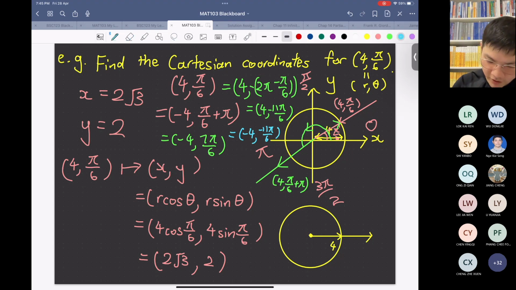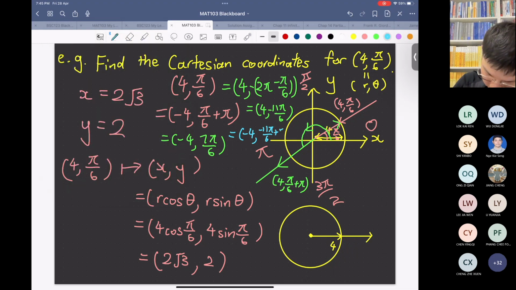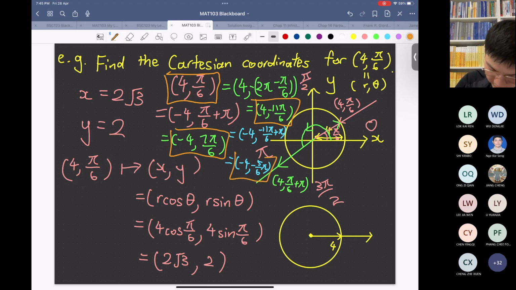So there should be 4 equivalent ways to write the polar coordinate point. Let me label them. Wait, let me check. I think I should plus pi, so let me add a pi. Please check whether this is true. But what is true is we have 4 ways: first way, second way, third way, and the fourth way.